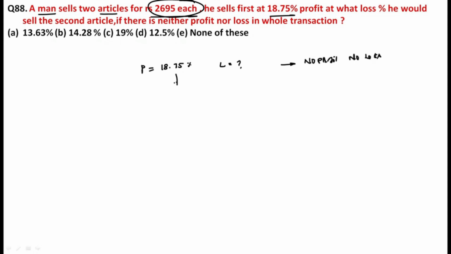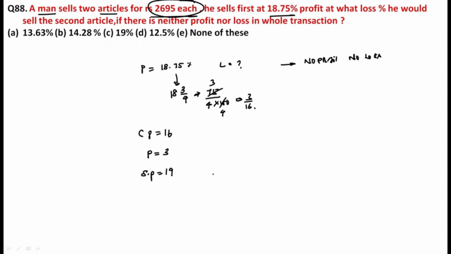One thing you need to do: see, 18.75% means 18 3 by 4, means 75 by 400. And 75 into 3 times 4 times, now you can get 3 by 16. See, cost price is equal to 16 units, profit is equal to 3, so the selling price is equal to 19. Now the next one, what is the loss value? You need to identify that there is no profit and no loss.